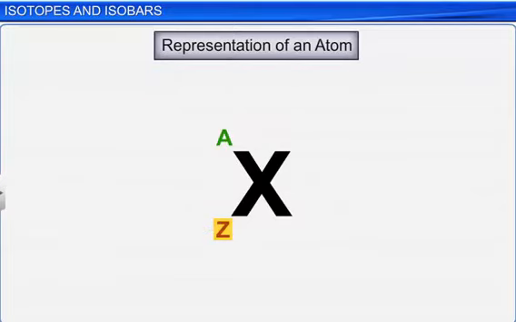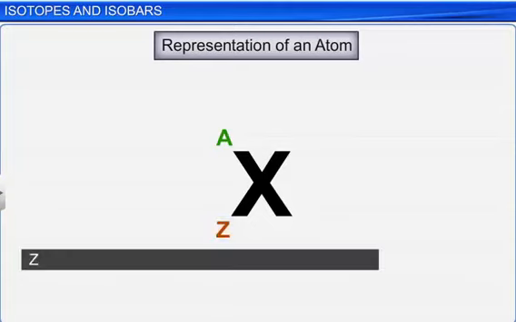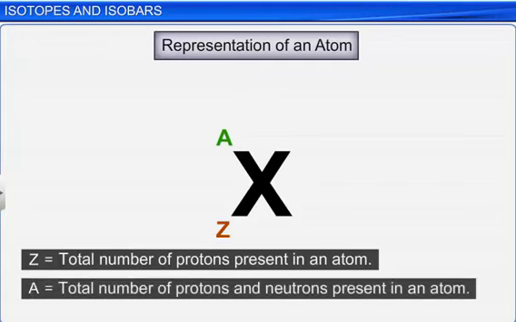As you have learned before, atomic number Z gives the total number of protons present in an atom, while the atomic mass number gives the total number of protons and neutrons present in that atom.